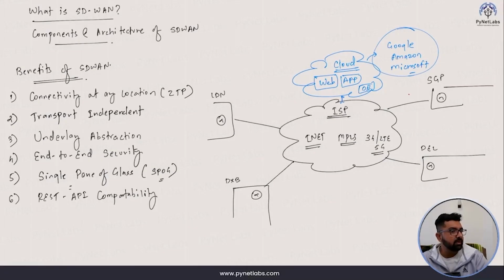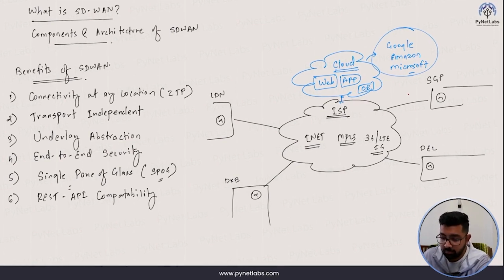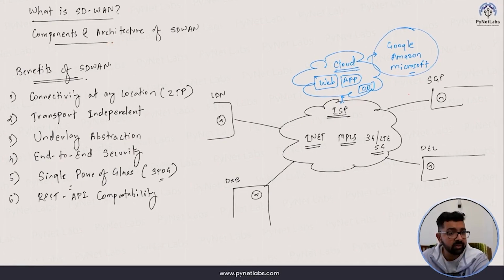To another one. I hope you all are doing good. In the previous session, we discussed what is SD-WAN and how it works in comparison to the traditional WAN. In this session, we will be speaking about the components and architecture of SD-WAN, which was another topic that we had to discuss. But yeah, let's get started with it.